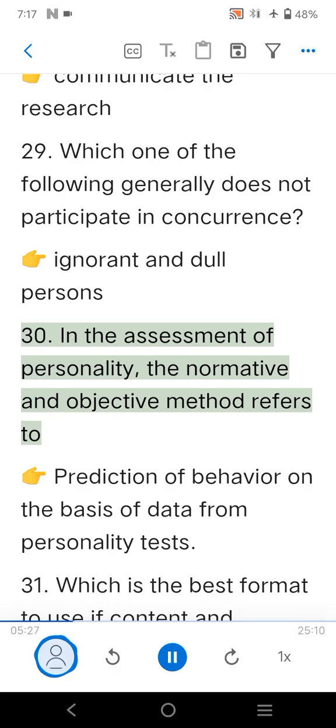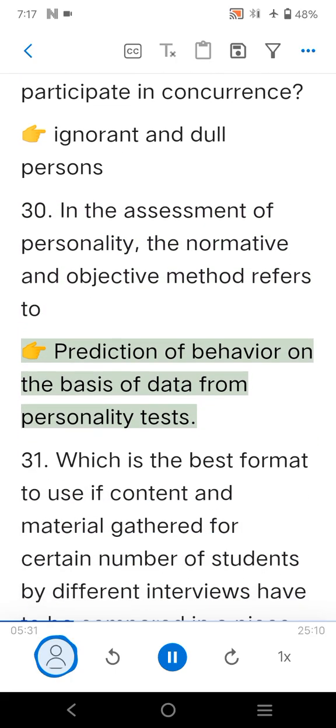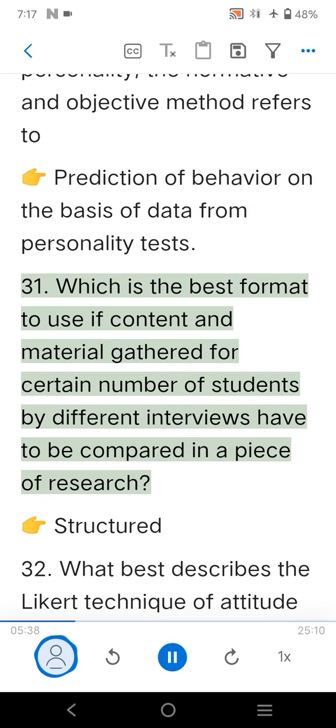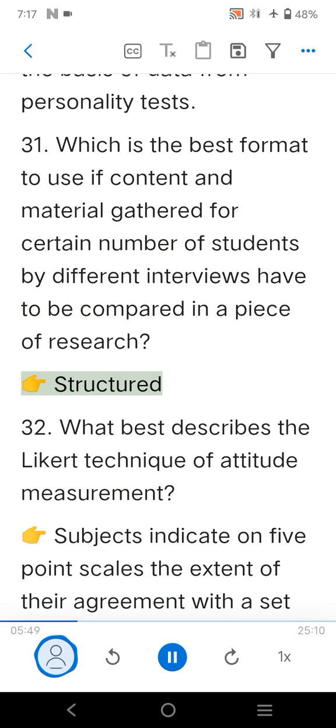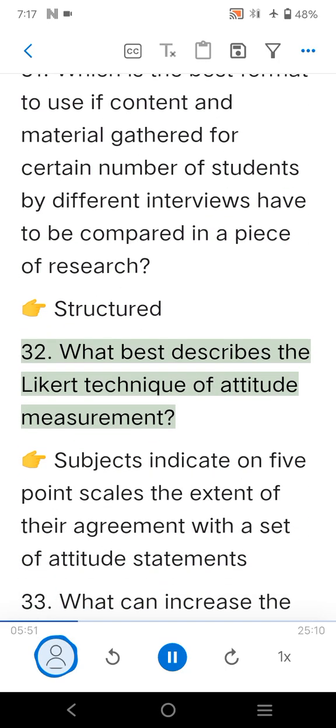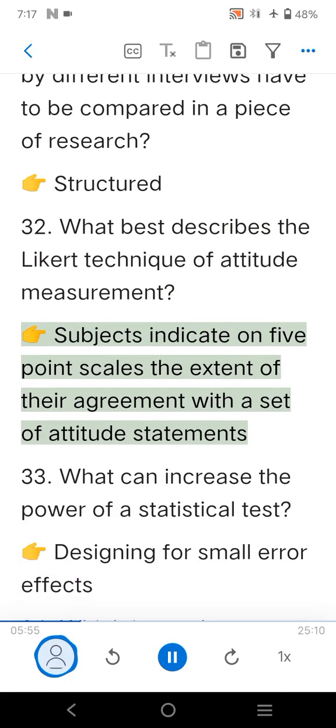30. In the assessment of personality, the normative and objective method refers to prediction of behavior on the basis of data from personality tests. 31. Which is the best format to use if content and material gathered for certain number of students by different interviews have to be compared in a piece of research? Structured. 32. What best describes the Likert technique of attitude measurement? Subjects indicate on 5-point scales the extent of their agreement with a set of attitude statements.